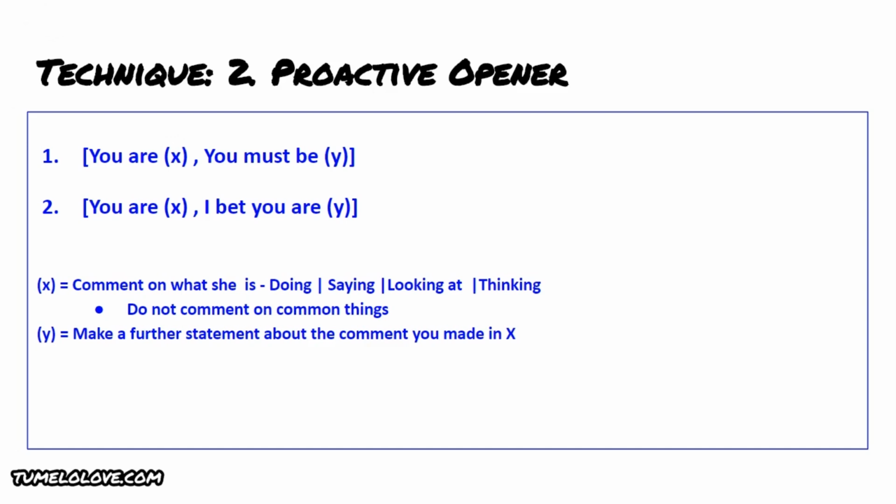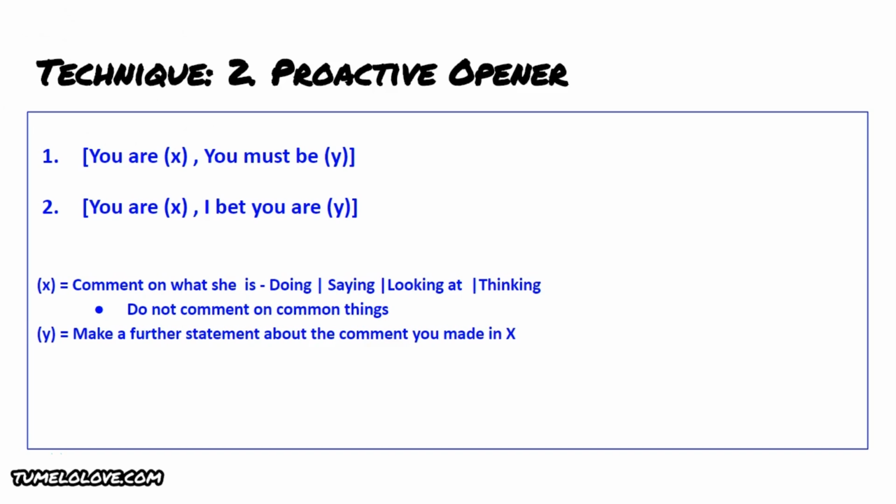But what's important here is you do not want to comment on common things. You do not want to comment on things that she is used to being commented on. For example, if the girl is short, of course she's going to get comments like you are short. If she's tall, she's going to get comments like you are tall. If the girl has green hair, obviously the most common comment she's going to get is you have green hair. So you want to be unique and unpredictable, so that you've got a higher chance of a response.